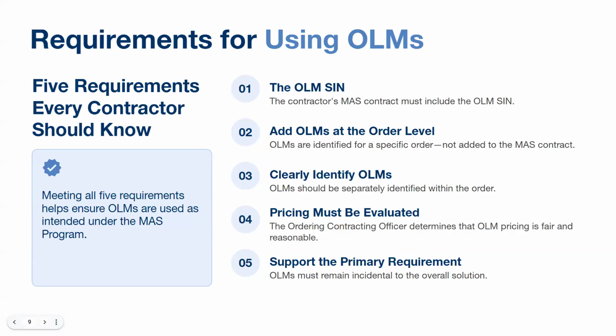Second, you want to remember that OLMs exist only at the order level. They're not being added to your schedule contract. They don't become permanent offerings under your contract. And again, they're not awarded. Third, OLMs need to be clearly identified within the order. Transparency is important because everyone involved, the contractor, the ordering activity, and any future reviewers, should be able to distinguish the OLMs from the contractor's awarded MAS items.